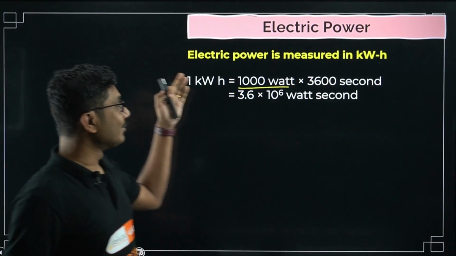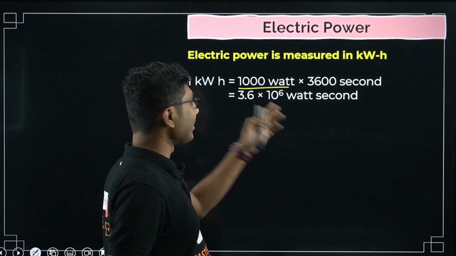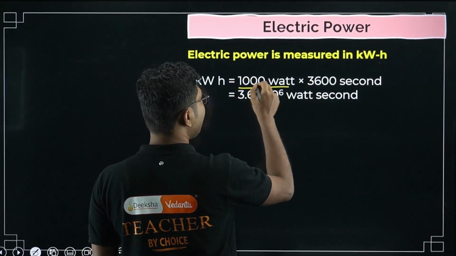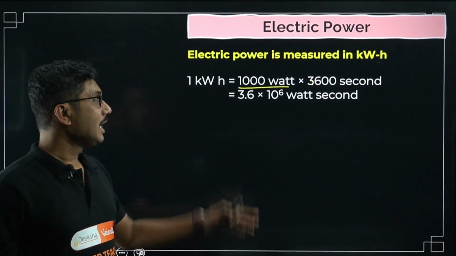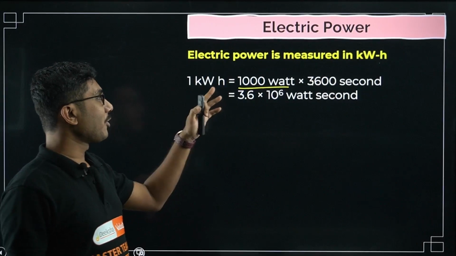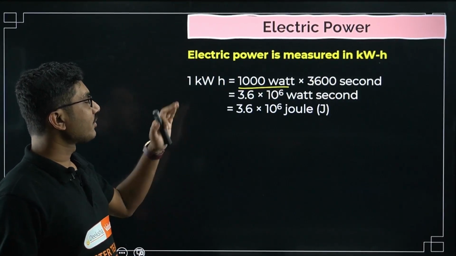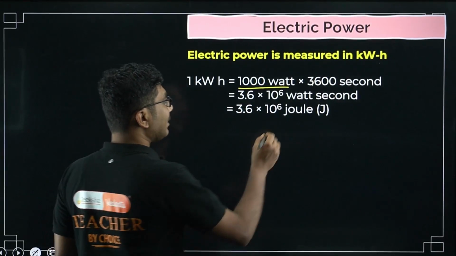So 1000 watt times 3600 seconds is basically 3.6 times 10 to the power of 6 watt second. So this is 10 to the power of 3, and this 1 kilo also becomes 10 to the power of 3. So 10 to the power of 3 times 10 to the power of 3 becomes 10 to the power of 6. So 3.6 times 10 to the power of 6 watt second, or 3.6 times 10 to the power of 6 joule. Joule is the unit of energy.